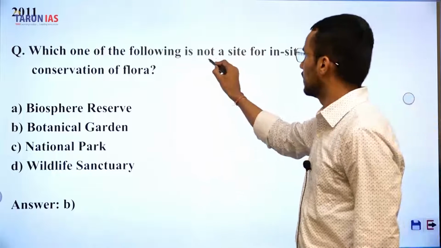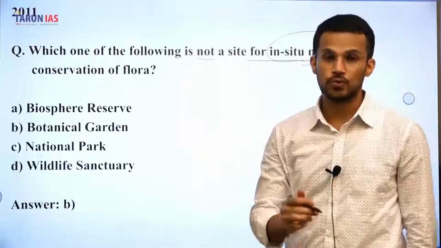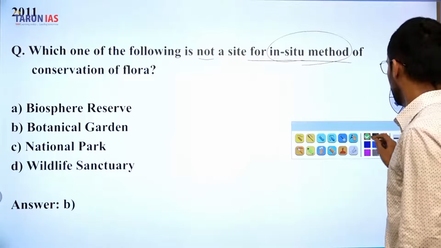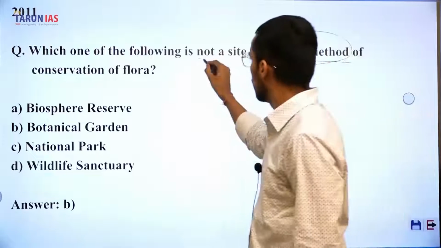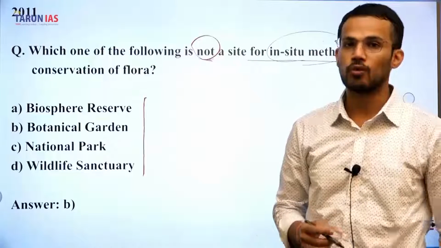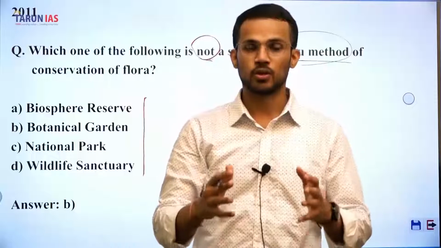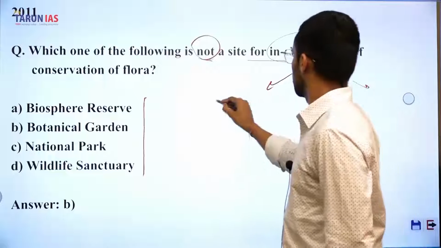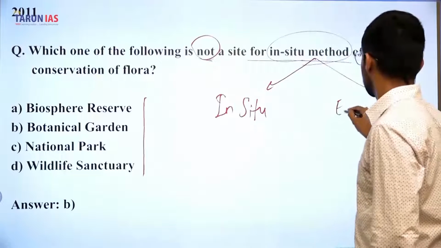Which one of the following is not a site for in situ method of conservation of flora? So the question is related to methods of conservation, and they are asking us which of these is not a site for in situ conservation. You must be aware that biodiversity conservation can be carried out based upon two methods or two approaches. First is in situ, and second is ex situ.